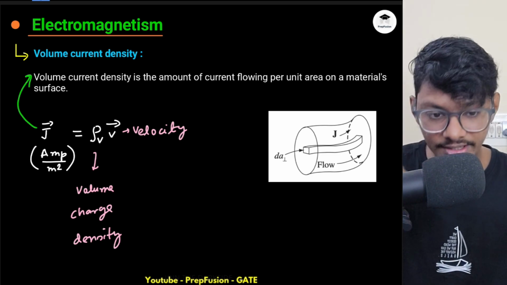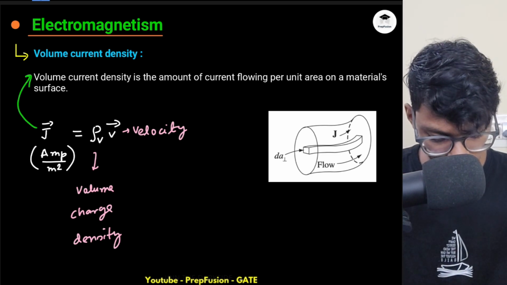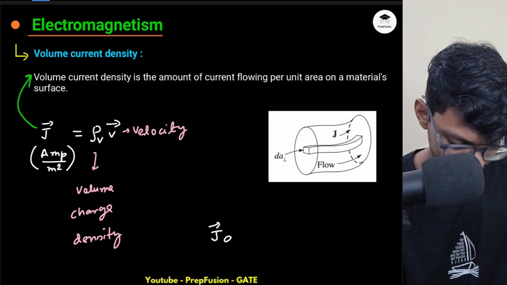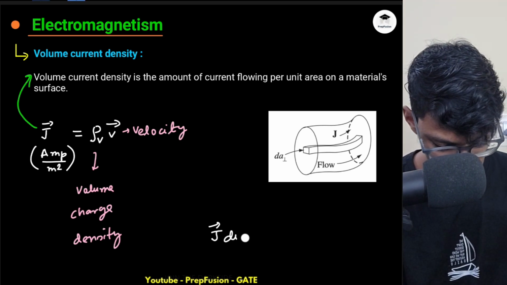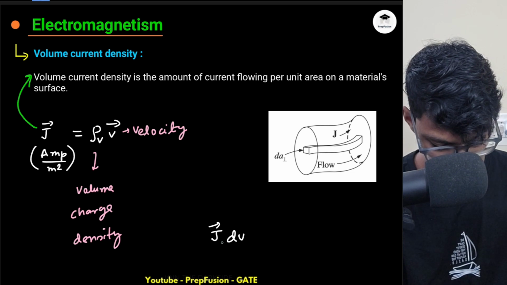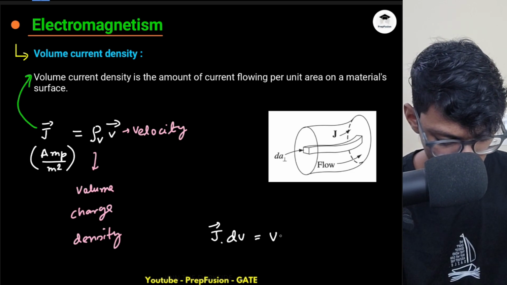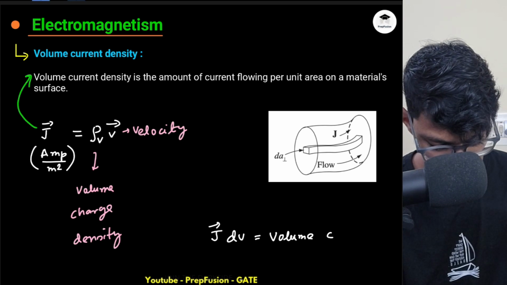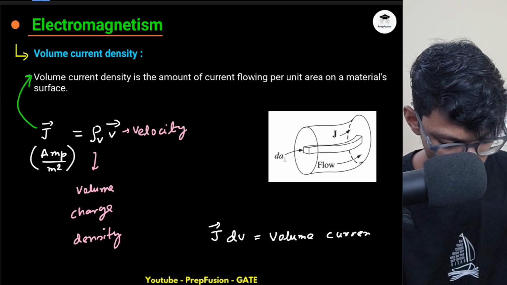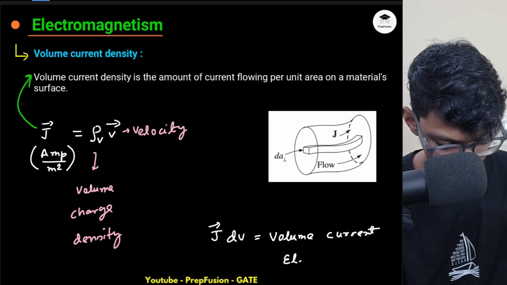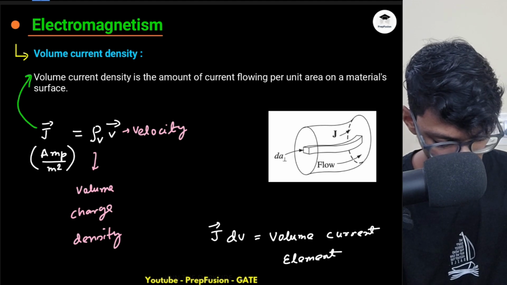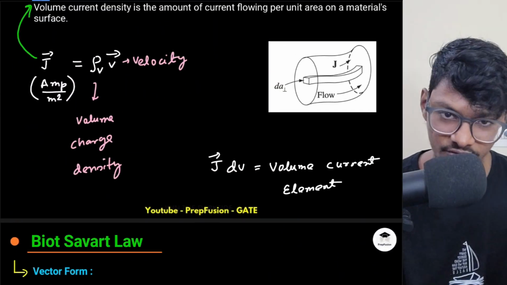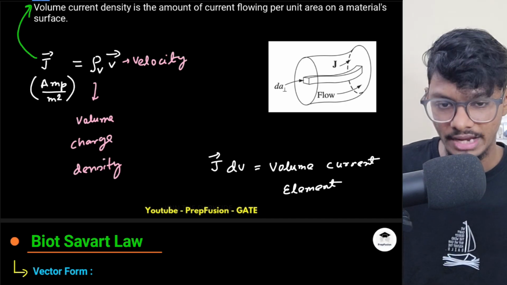And if you want to write a volume current element, how can you write it? It will be simply J dV, volume current element, just same as the surface current element. These are a few definitions that we should know. This will be handy later on.